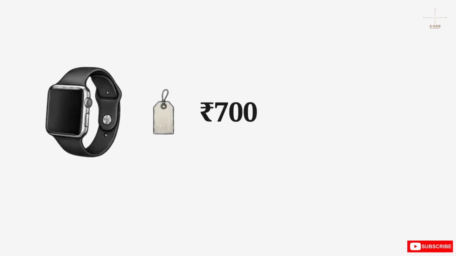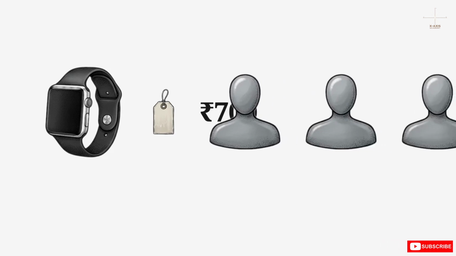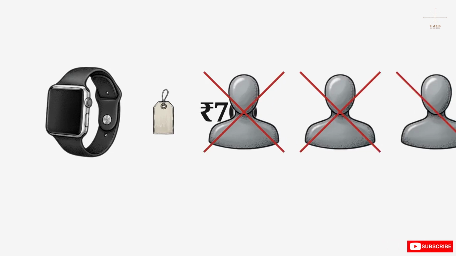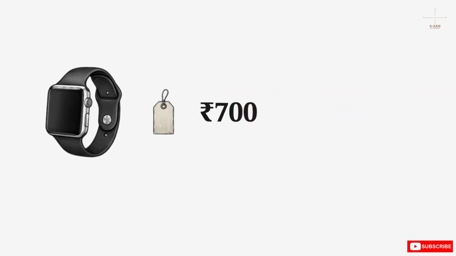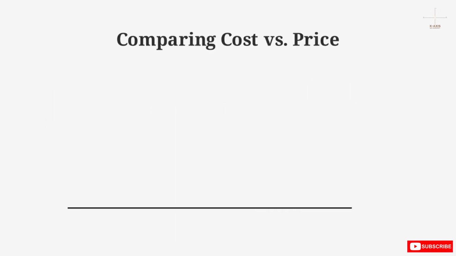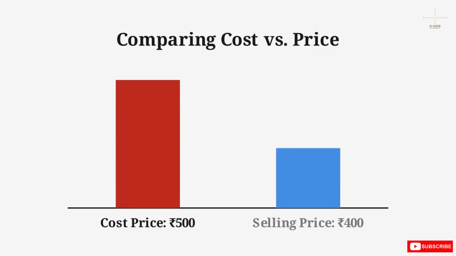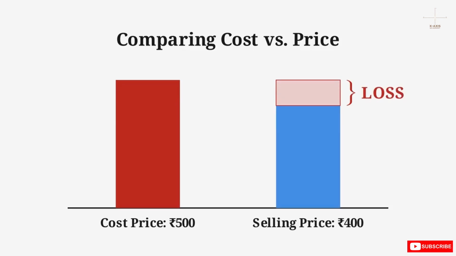However, things do not always go as planned. Imagine nobody at school wanted to buy the watch for 700 rupees. To make a sale, you finally find someone who will only pay 400 rupees for it. This results in a loss. A loss happens anytime you are forced to sell an item for less money than you originally paid for it.